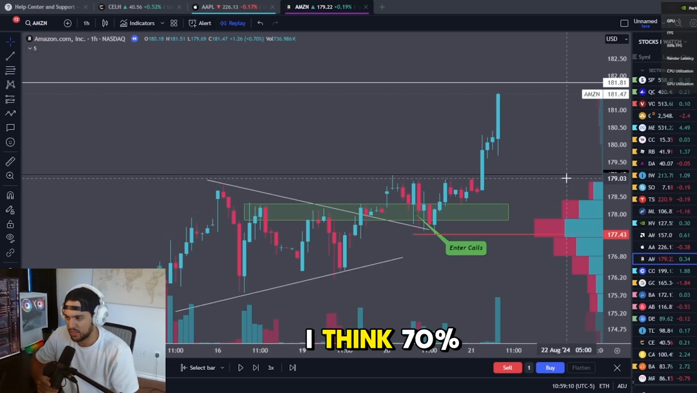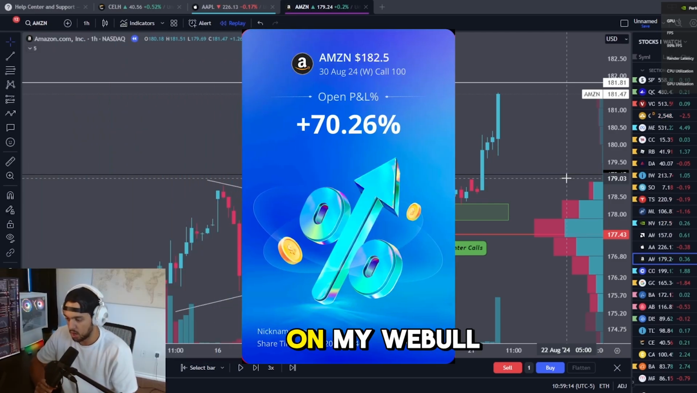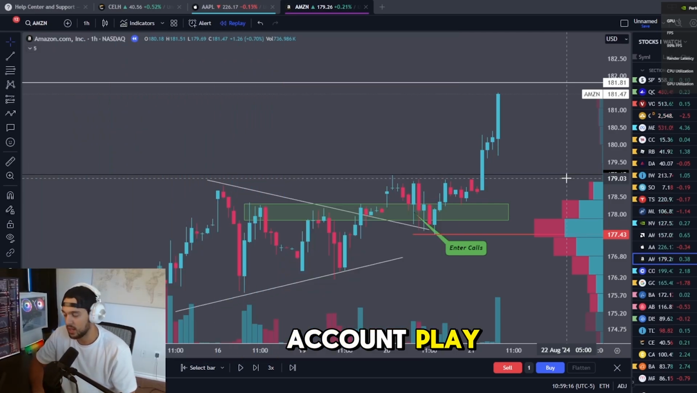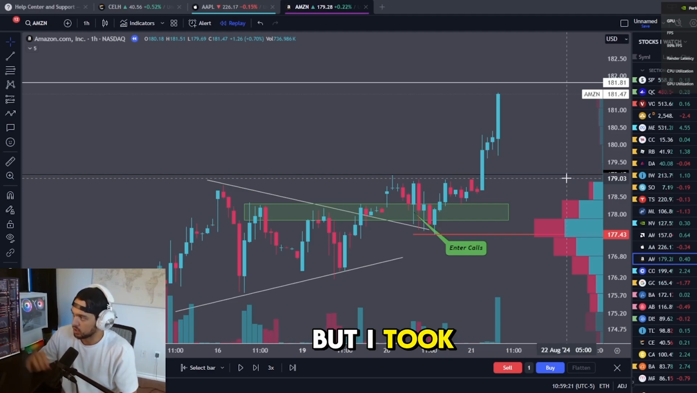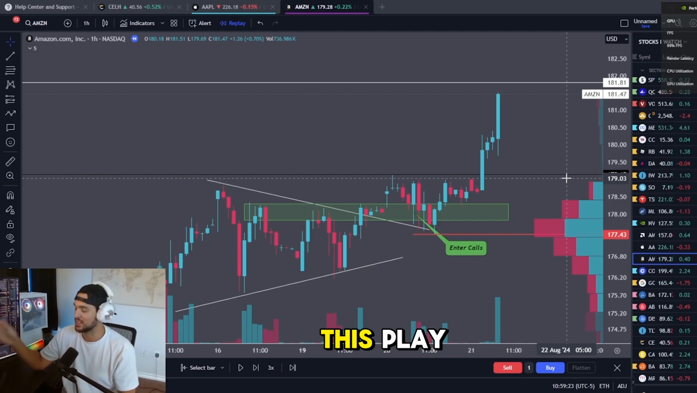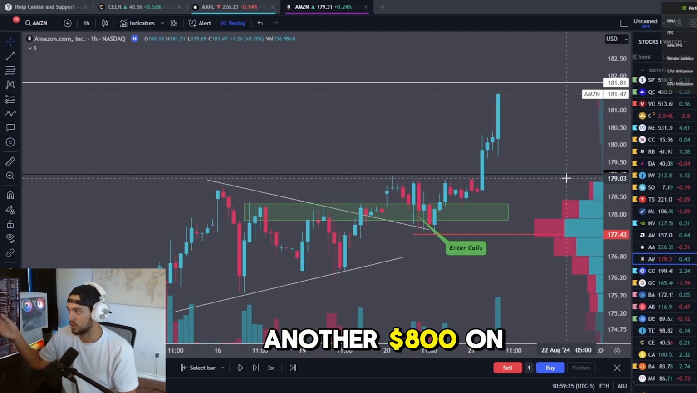Ended up making around, I think, 70% on this play. I made $800 on my Webull account play, and then I took a riskier play by myself. Didn't alert anywhere, but I took a riskier play because I was so confident on this play, and I made another $800 on this as well.